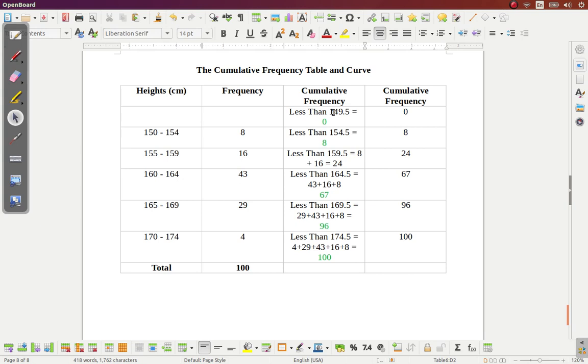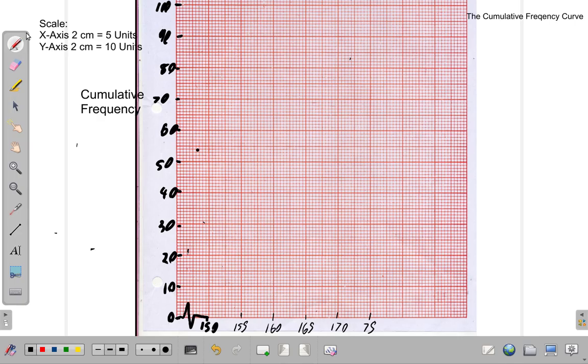Less than 149.5. It's right here. Shorter than 149.5, there were 0. Now, shorter than 149.5, 0. You're not going to put your 0 at 155. You're going to put your 0 to the left of 155, showing that you're covering 149.5. Alright? So 149.5 about there.